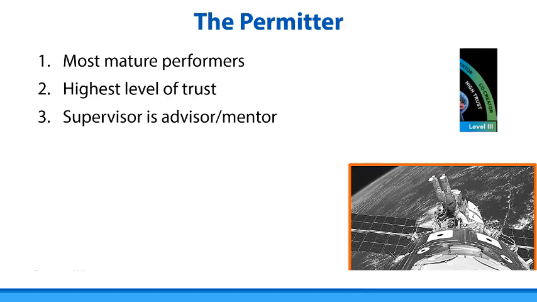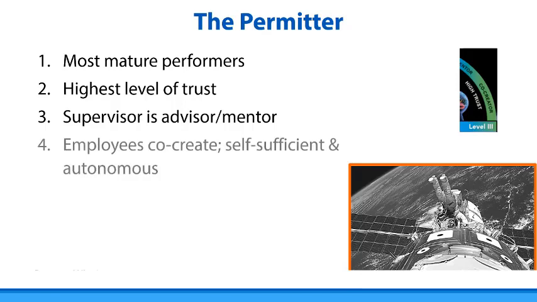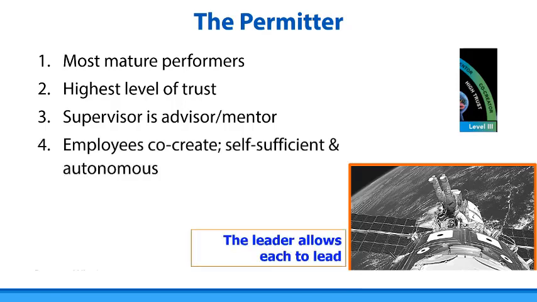This is the most mature performance. They've worked together very well. They know each other. They trust each other. Now, as a leader, we are the advisor, the mentor. The employees co-create. They're self-sufficient and they're autonomous. They can work without direction. The only reason you're there is to offer some advice now and then, and just to herd them. Just make sure that they're going down the right path, but you don't tell them which path to go down. You let them figure it out.